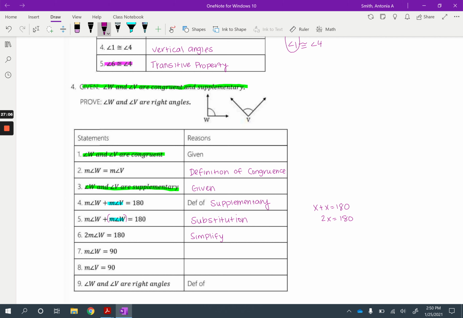Okay. So now to step 7, it says the measure of angle W equals 90. Well, if I'm continuing on with my x example over here, if I wanted to get x by itself, I would divide both sides by 2. So x would be 90. But instead of x, we were using the measure of angle W. So how did I get x by itself? How was I getting the measure of angle W by itself? I divided. So that's the division property.